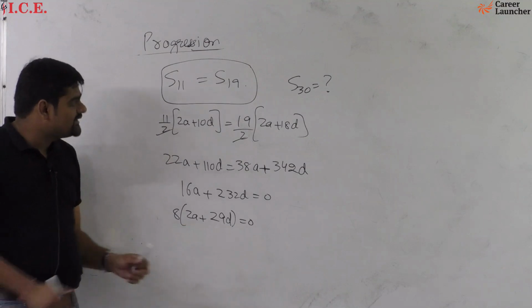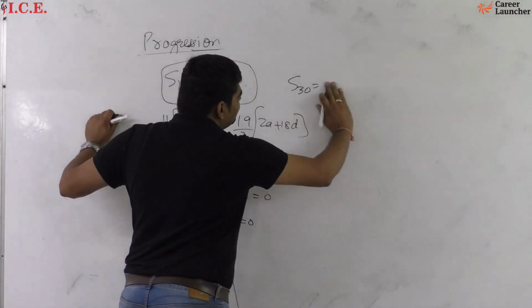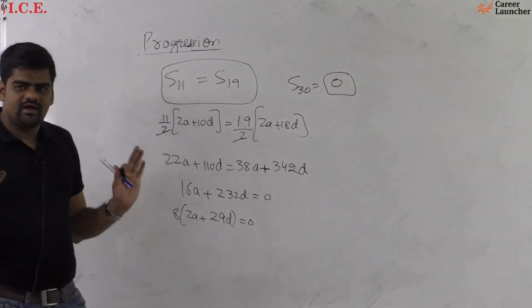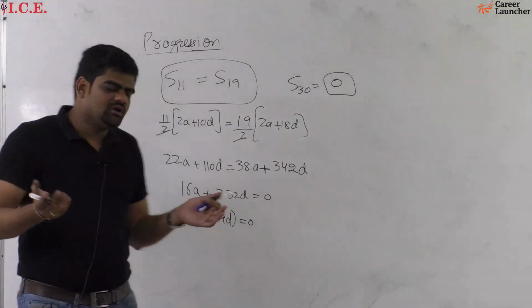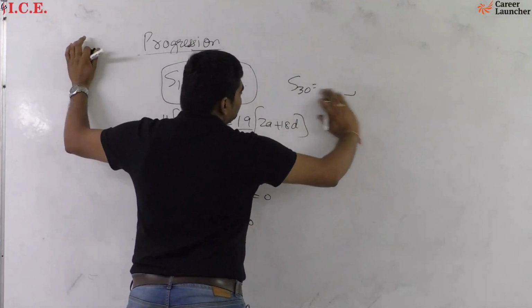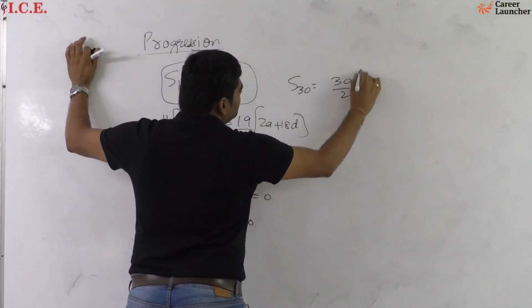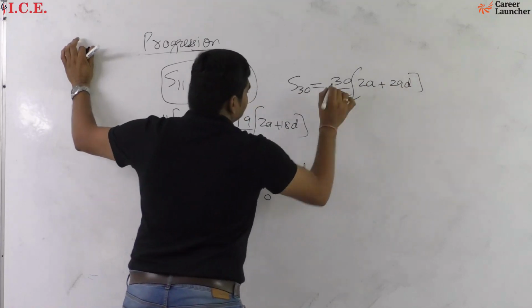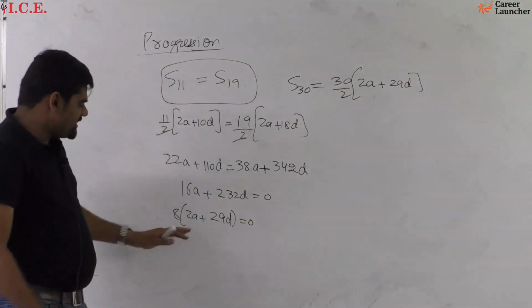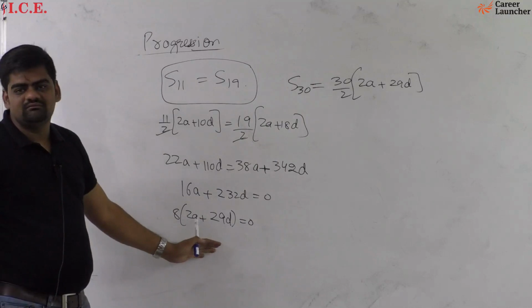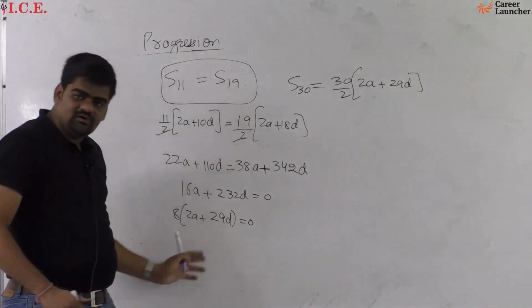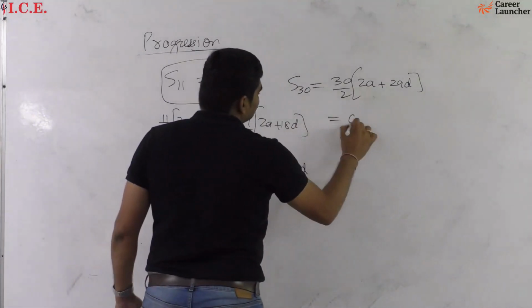And if 2a plus 29d is equal to 0, can I say S30 is also equal to 0? Are you getting it? How? Because S30 is nothing but 30 by 2 times 2a plus 29d. Now from here you only get a relation between a and d. You cannot solve this. But because 2a plus 29d is 0, that is quite sure, the answer is going to be 0.